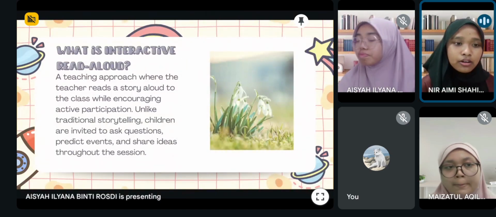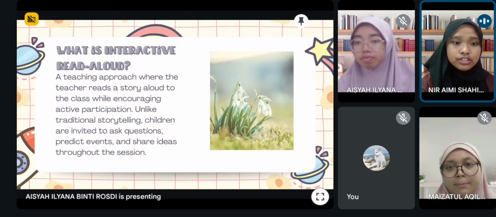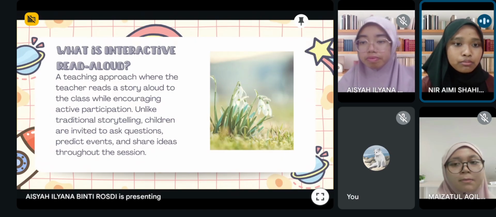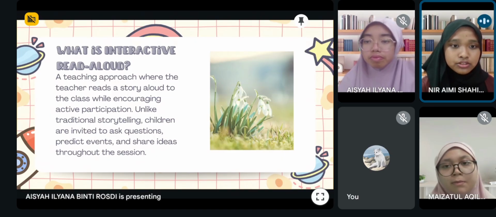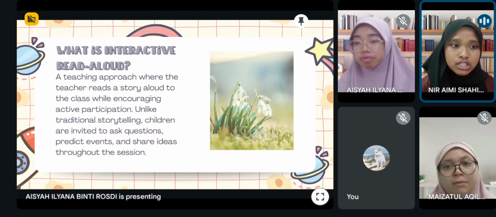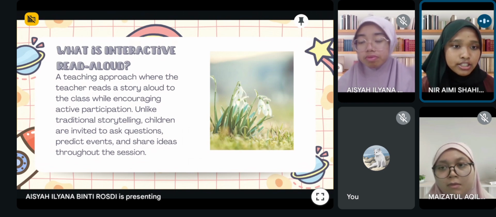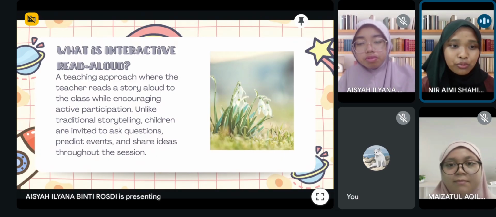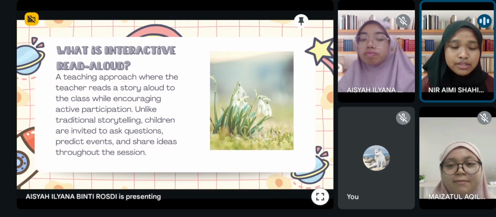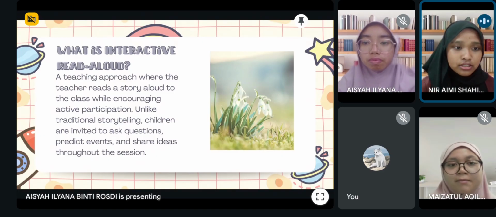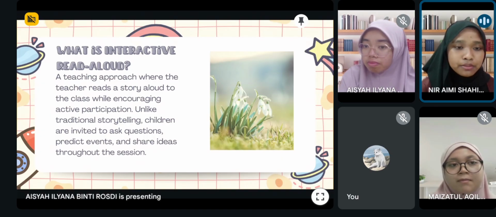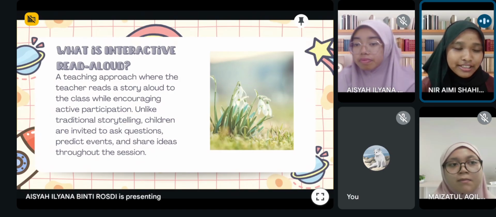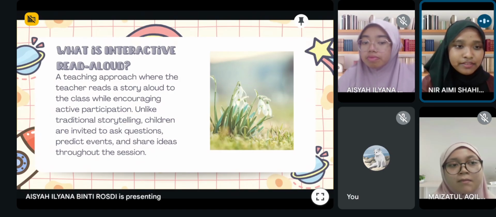In a bilingual or multilingual setting where children come from various linguistic backgrounds, this strategy becomes even more powerful. It allows young learners to experience language in context, hear fluent English, and practice using the language in a low-stress and engaging way. These environments are rich in learning potential, but they also require purposeful strategies to support children's language growth holistically. Next slide.